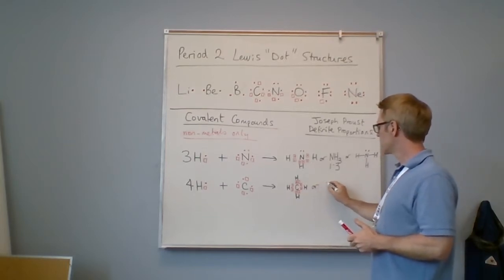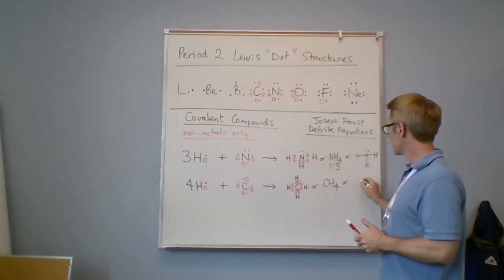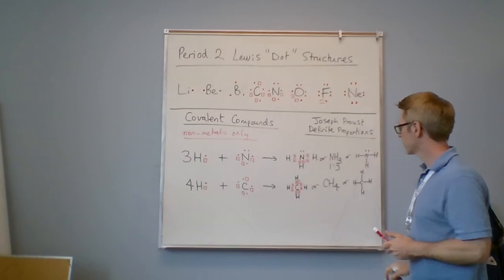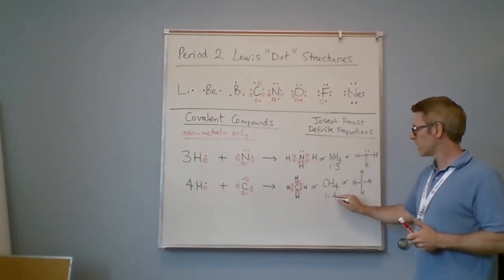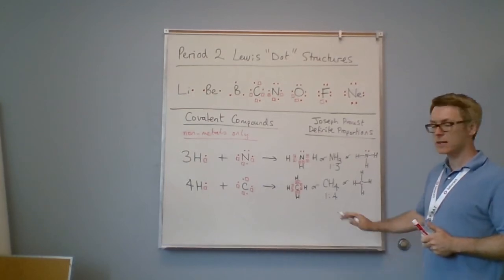I could just abbreviate that as CH4, or I could write C with my bonds. Okay, I have a 1 to 4 definite proportion. And this concludes the video.